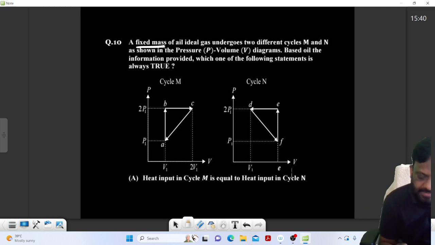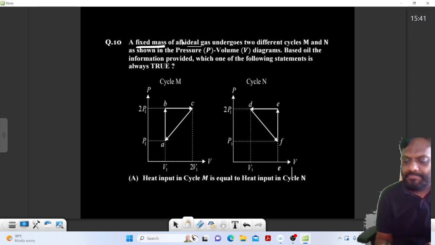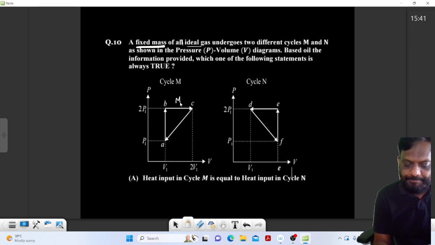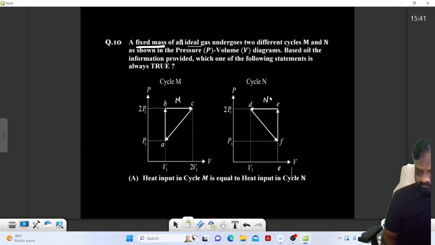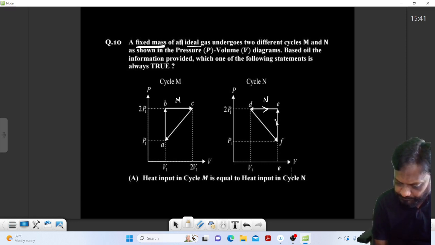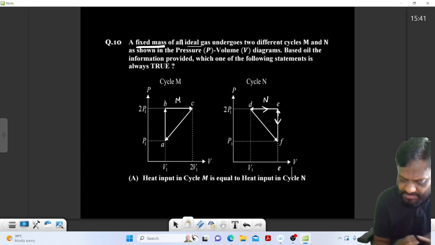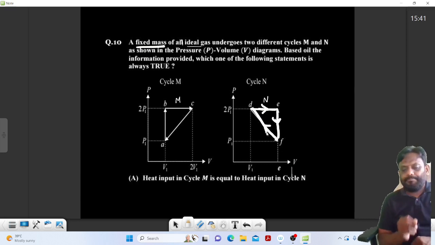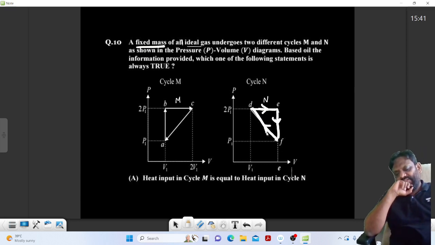Fixed mass means mass is not changing. Okay. Again, an ideal gas undergoes 2 different cycles. This is cycle M and this is cycle N. ठीक है सर. गलत है सर arrow. It is clockwise like this. Both are clockwise, sir. Printing mistake है यहाँ पे. ठीक है, this is the cycle. There are two cycles given, both are clockwise.